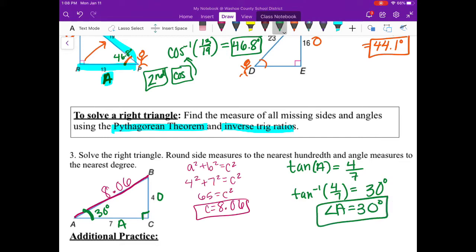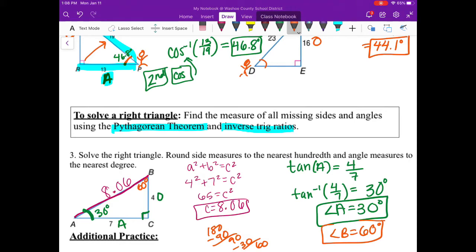From here, you don't have to do another trig ratio. You can just use your knowledge about triangles and how they add up to 180. So then think about what's 180 minus the 90 I knew minus the 30 I just found. That means angle B is going to be 60 degrees. Okay, and there you've done it. You found all the missing angles, you found all the missing sides, and you are done.